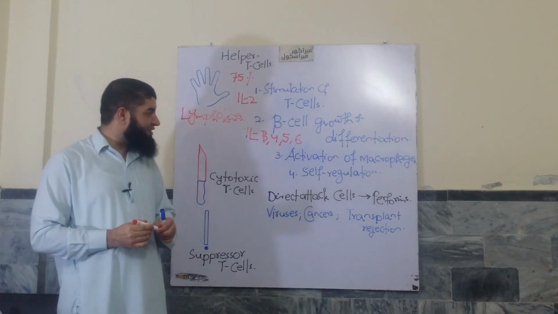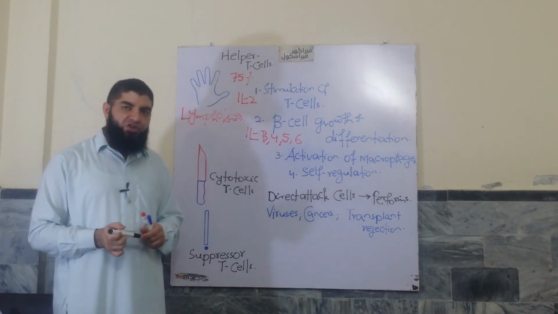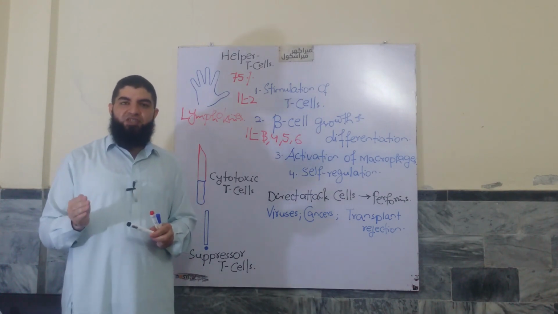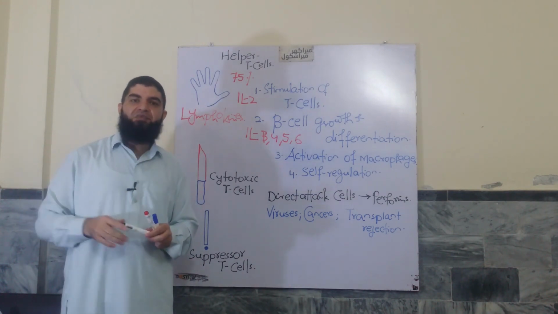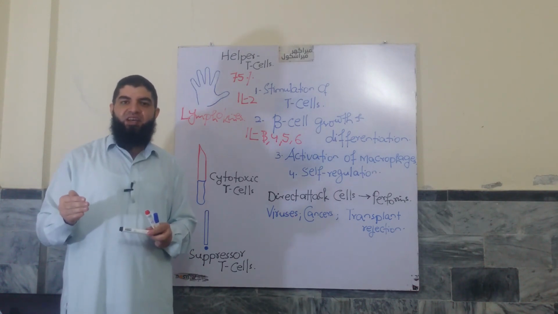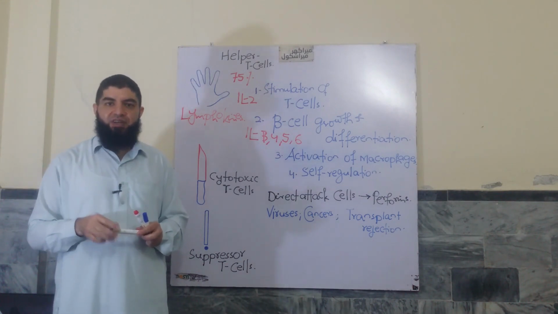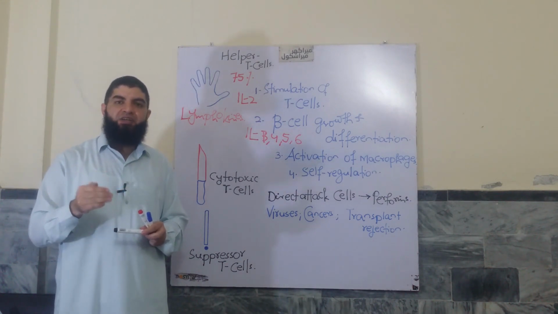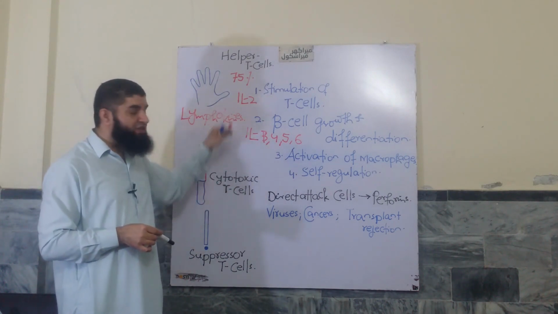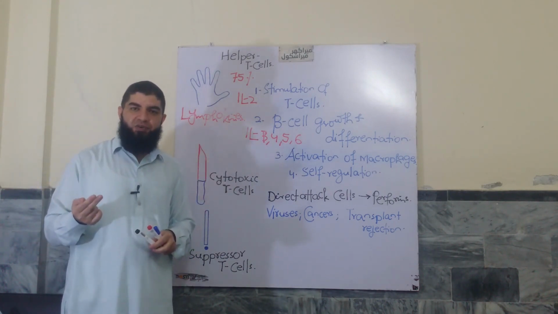Still later, the activation of macrophages. We discussed earlier that macrophages constitute the first line of defense in the inflammatory response because they are already present in all the tissues of the body. And in terms of phagocytic activity, they are far superior to neutrophils. Here in this case, the helper T cells have two types of effects.